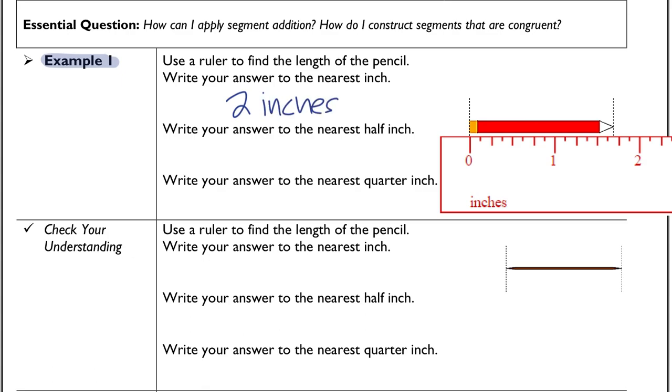Now, to the nearest half inch, the half inch is in the middle of this. So 1 to 2, the middle, 1.5 is right here. So is it closer to this or is it closer to this? Well, it's closer to this middle mark, which is 1 1/2 inch. So we're going to write 1 1/2 inch.